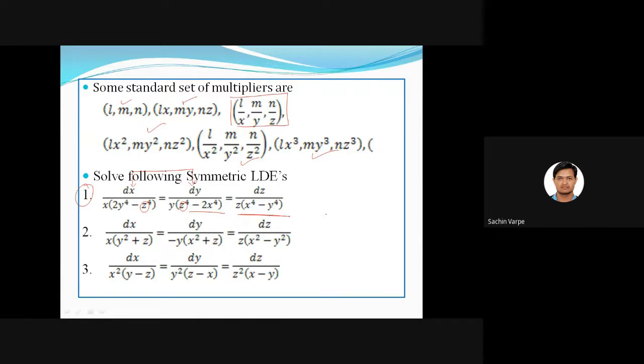Is it possible to eliminate z? No. Or even if I consider the second and third ratios, the third variable is x, which is not possible to eliminate. So that is why we use the method of multiplier. Let me explain what this method says with this example.